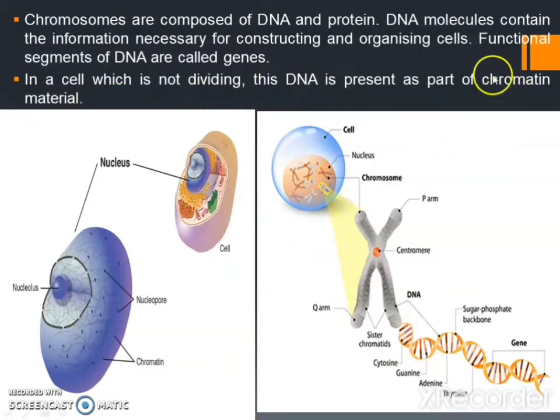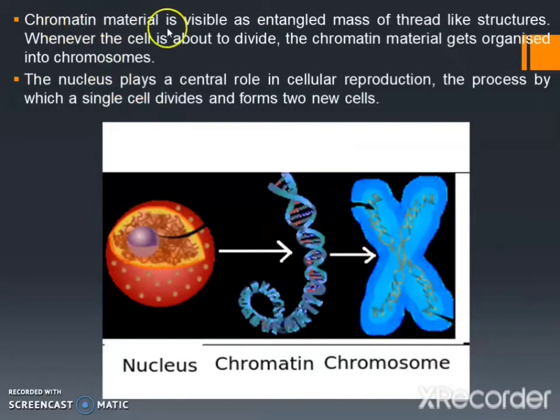Now let us learn in detail about this chromatin material. Okay, so if you take the case of this chromatin material, this is visible as an entangled mass of thread-like structures. What are these entangled mass of thread-like structures? Entangled എന്ന് പറയുമ്പോൾ twisted together. So the meaning of entangled is twisting together, right? So this chromatin material is visible as an entangled mass of thread-like structures. You can see it here. This is the nucleus, and surrounding the nucleus we are able to find these entangled thread-like structures, and this is the one which changes into a rod shaped structure.